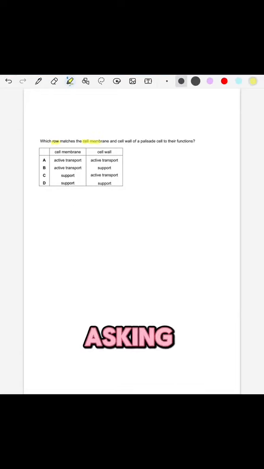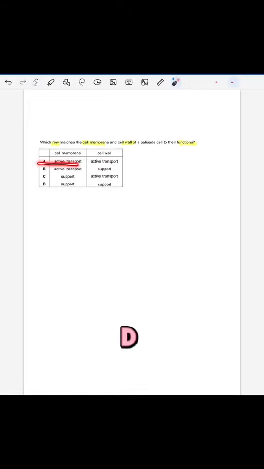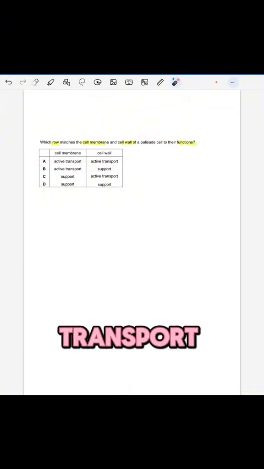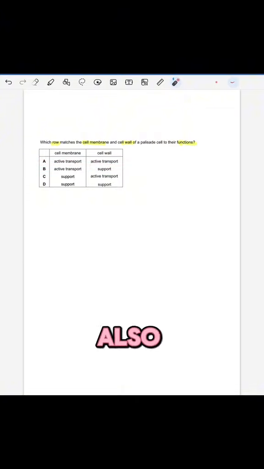This question is asking which row matches the cell membrane and the cell wall of a parasitic cell to their function. So which one tells you the correct function of a cell membrane and cell wall, A, B, C or D? So if we look at A, it's saying that the function of the cell membrane is active transport and the function of the cell wall is also active transport.